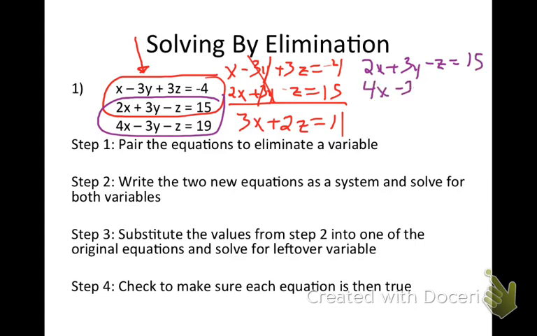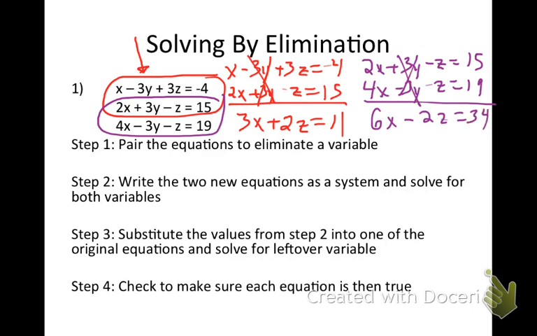4x minus 3y minus z equals 19. And which variable can eliminate again here? Anybody? I want to eliminate my y. 6x minus 2z equals 34.